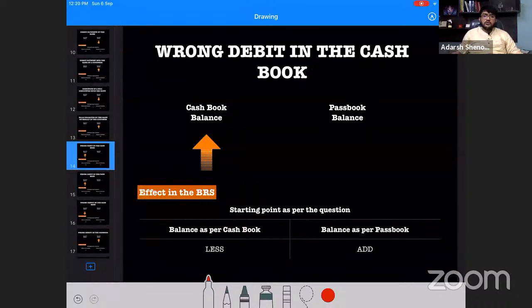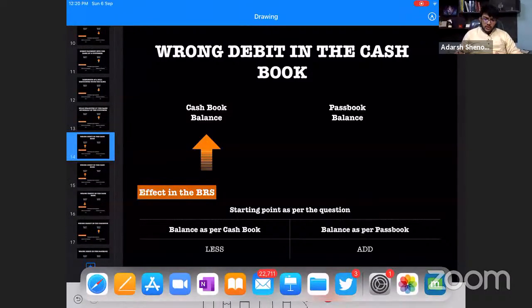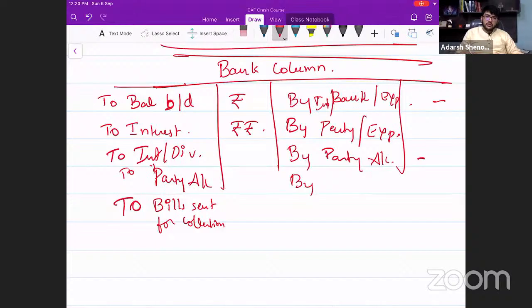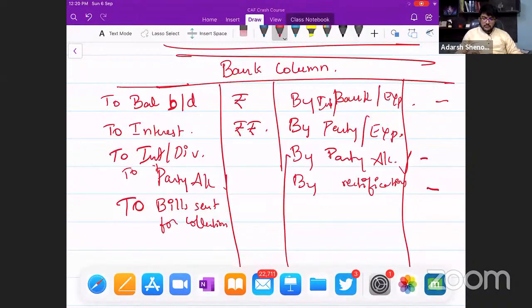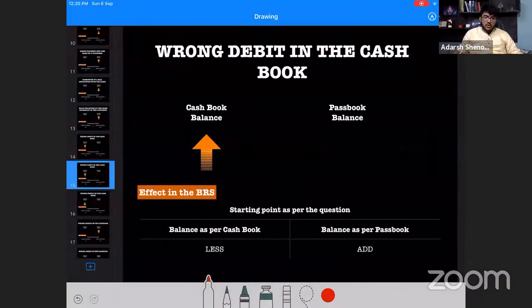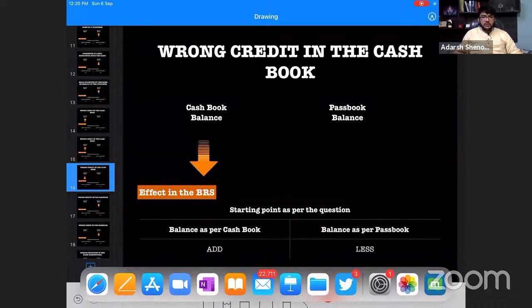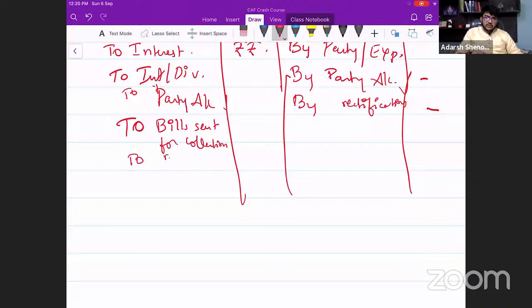Wrong debit in the cash book. Should you rectify this? Yes, wrong debit in the cash book. There's a mistake over here. What should you do if there's a wrong debit? You have to credit that amount by rectification. I hope everyone is getting this. Yes. Next one. Wrong credit in the cash book. Should you rectify this? Yes, this also needs to be put over there. Debit side or credit side? Sorry, debit side to rectification.